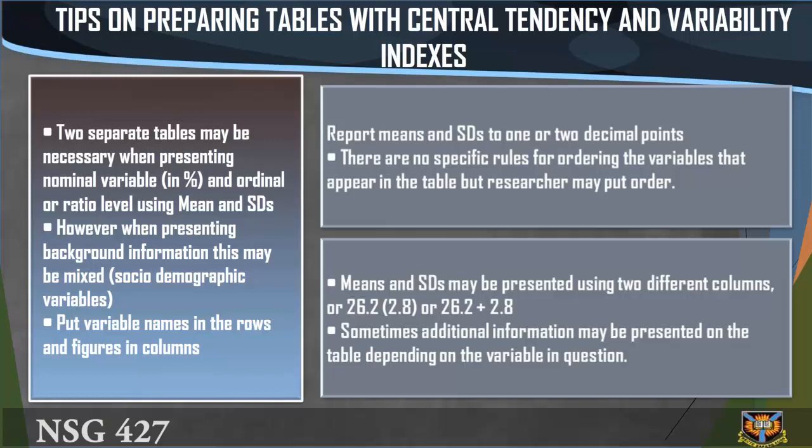Means and standard deviations may be represented using 2 different columns, or 26.2 (2.8), or 26.2 ± 2.8. Sometimes additional information may be presented on the table depending on the variable in question.